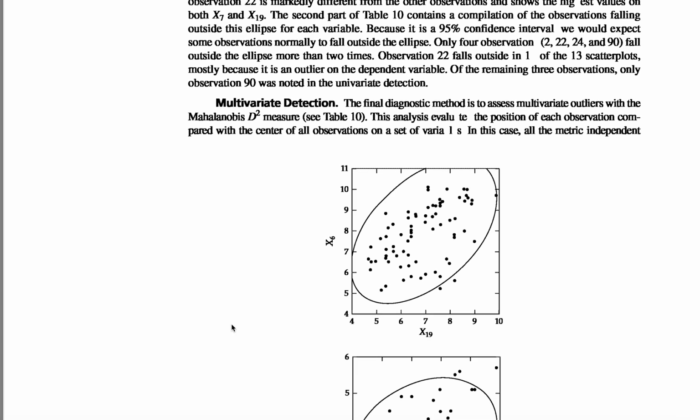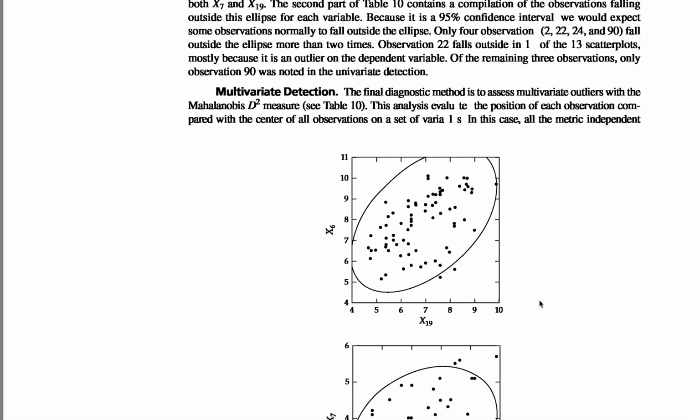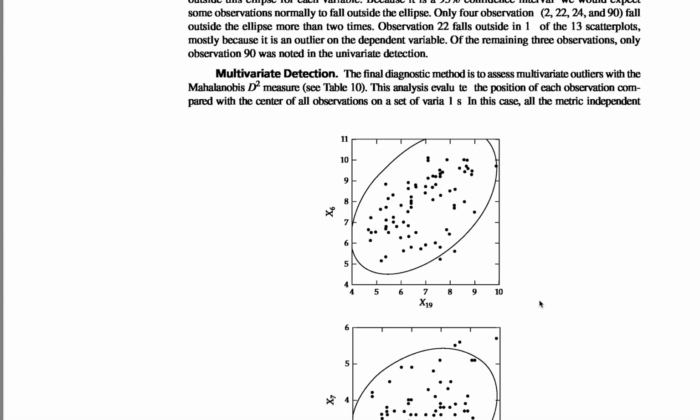Multivariate detection. The final diagnostic method is to assess the multivariate outliers with the Mahalanobis D-squared measure. See Table 10.